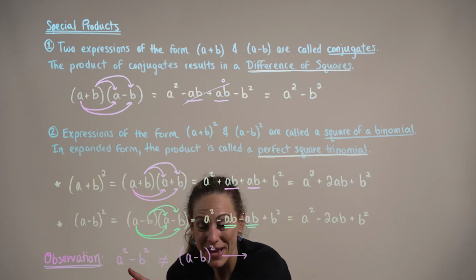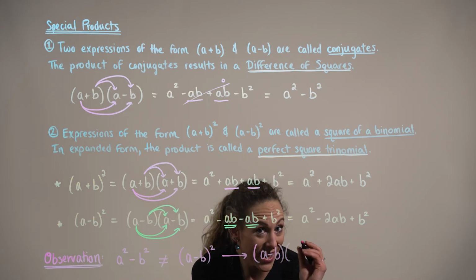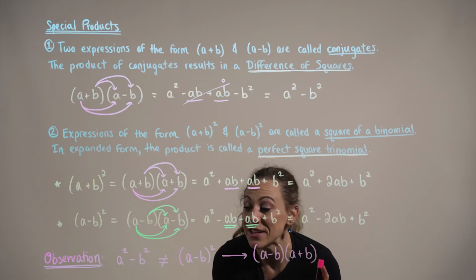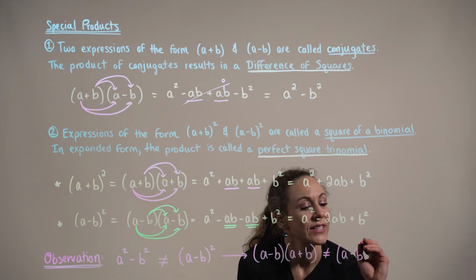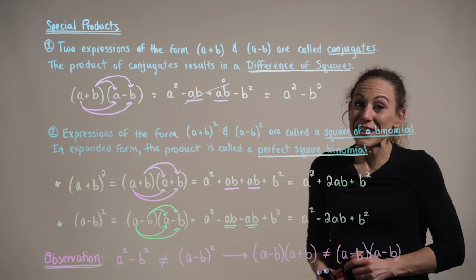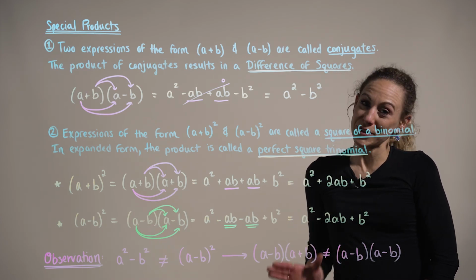So we know in expanded form, the difference of squares can be written as a minus b times a plus b. And this is most certainly not equal to a minus b times a minus b. So we want to be very careful here when applying these algebraic properties and be mindful of the rules of exponents.